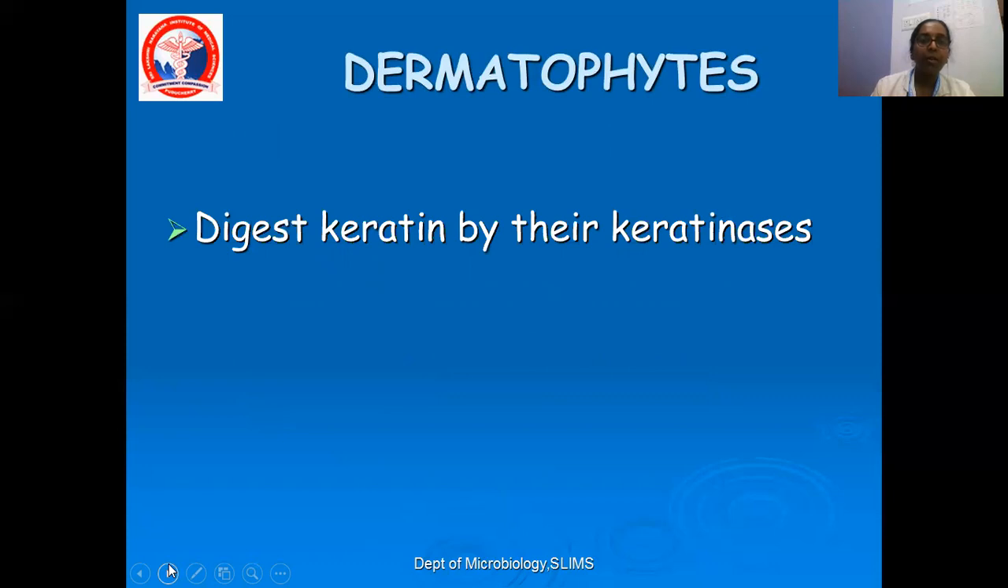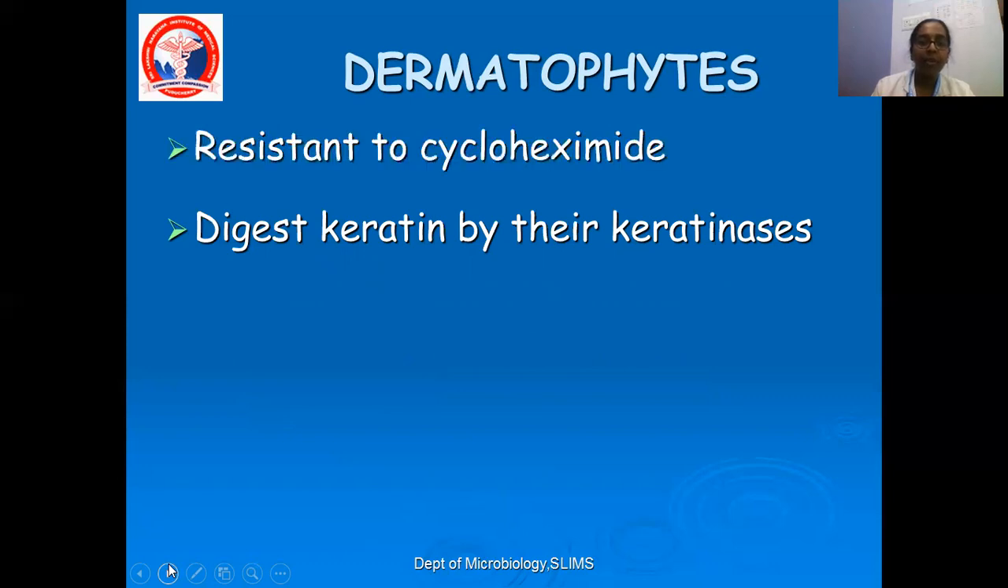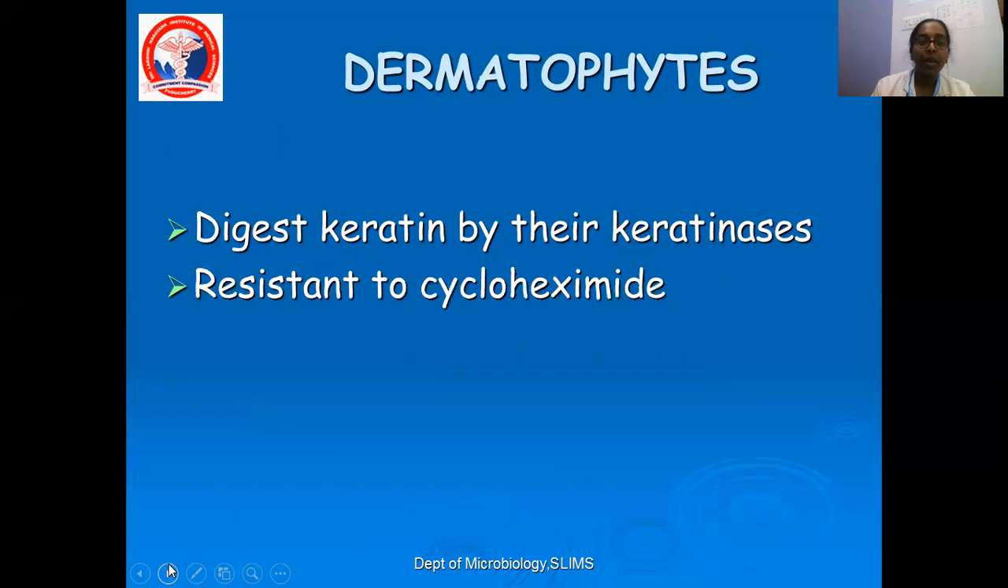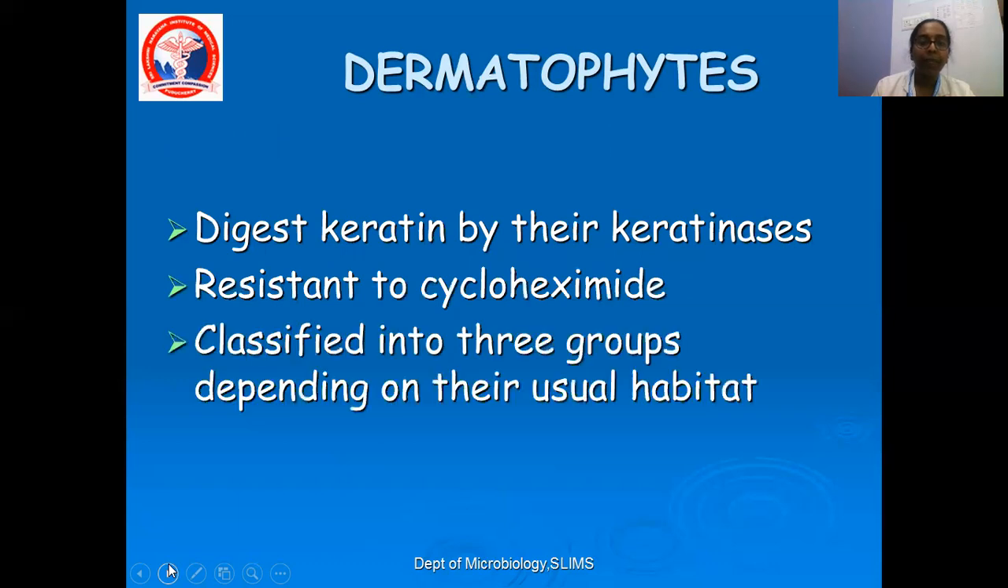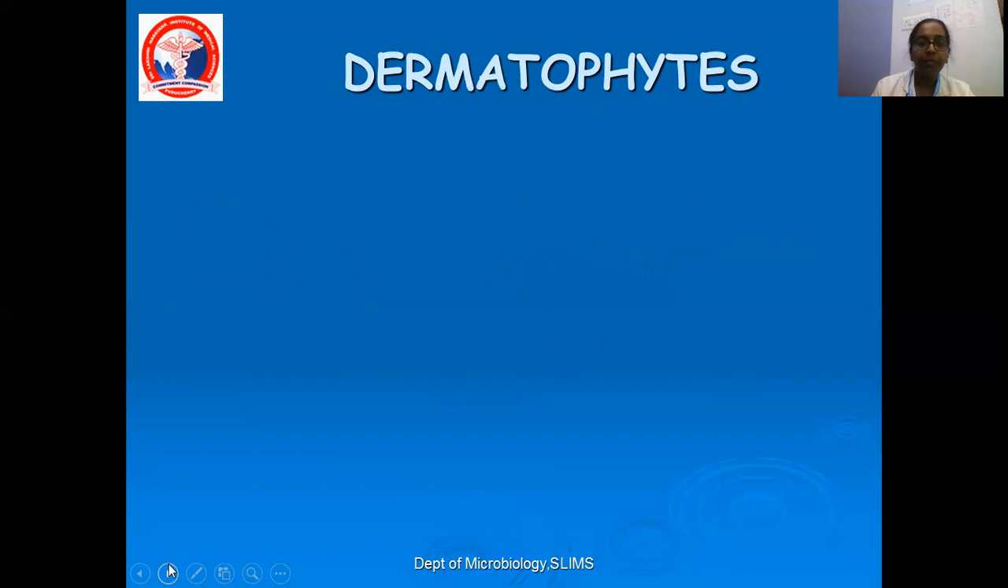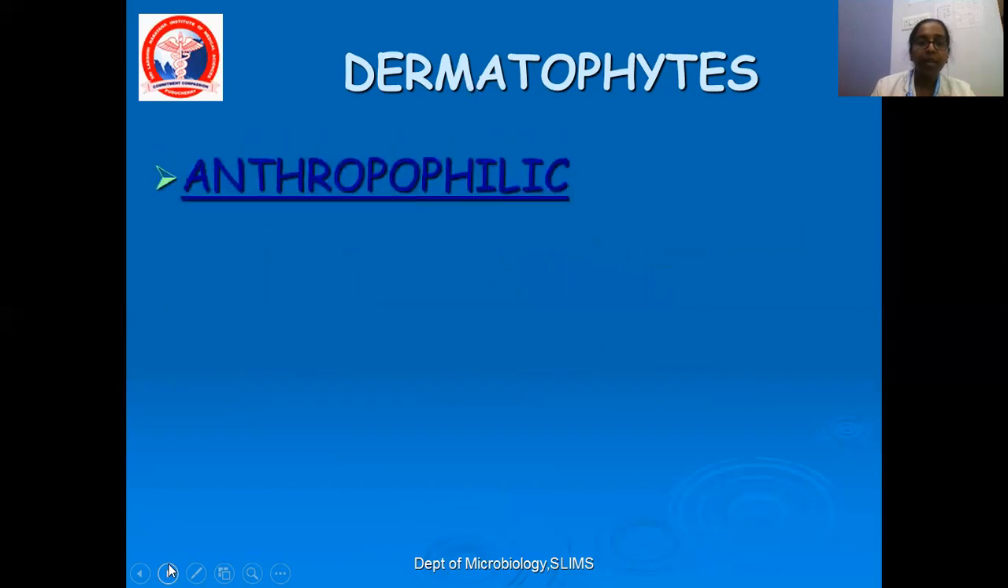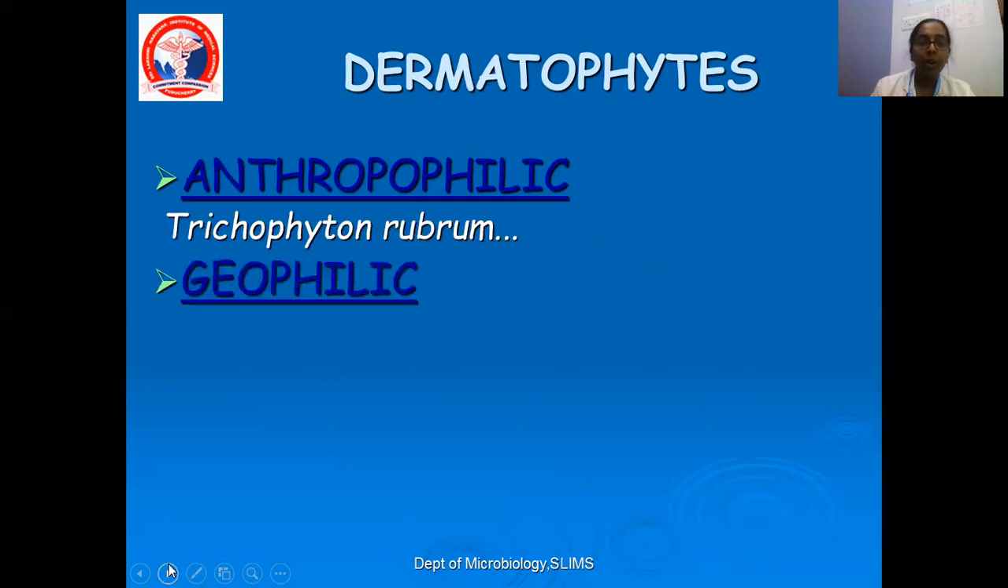Usually these dermatophytes digest keratin by their enzymes, which are keratinases. They are resistant to cycloheximide, and they are classified into three groups depending upon their usual habitat. Anthropophilic, that is humans are usually infected. Trichophyton rubrum is a more common species.